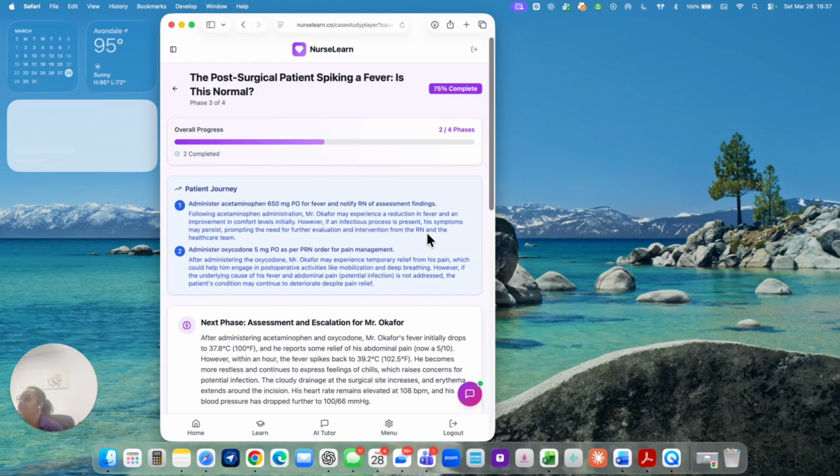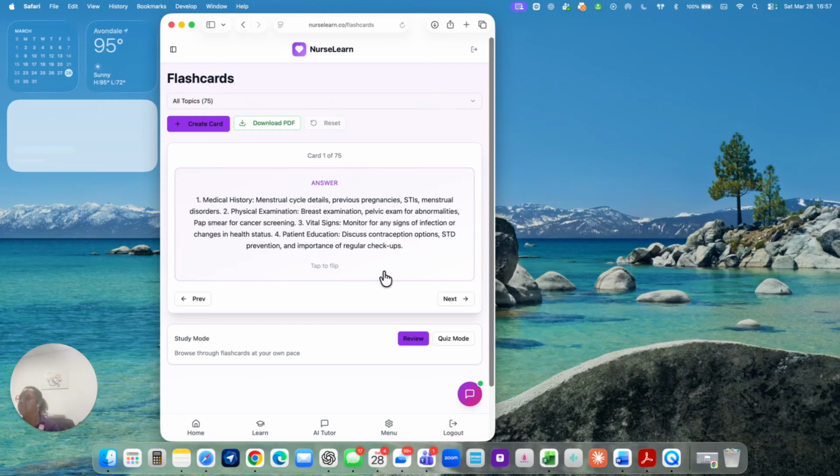Let's see if the flashcards are working today. Okay, seems like it is. It gives me a hard time sometimes. What are the key components of a female reproductive health assessment? History, cycle details, physical exams, any STIs, menstrual disorders, previous pregnancies, vital signs, pap smears, signs of infections, changes in health, discussing contraception, STDs, prevention, and importance of regular checkups.